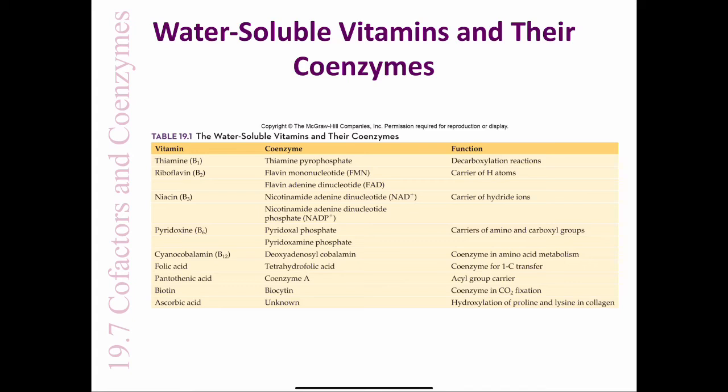Often coenzymes contain modified vitamins as part of their structure. A vitamin is an organic substance that is required in the diet in only small amounts. Of the water-soluble vitamins, only vitamin C has not been associated with a coenzyme. This table is a summary of some coenzymes and the water-soluble vitamins from which they are made. Coenzymes that will come up a lot in the future in this class are FAD, NAD+, NADP+, and of course, we'll see some others as well.